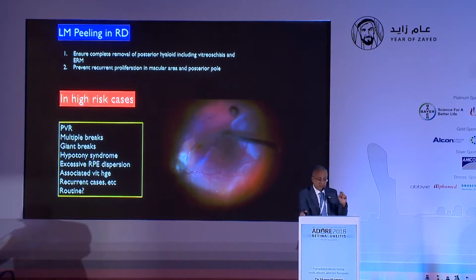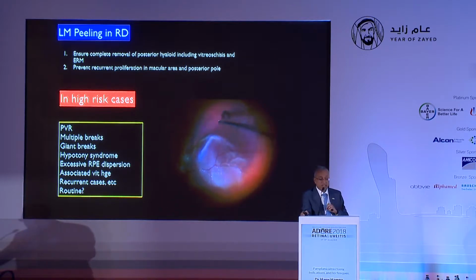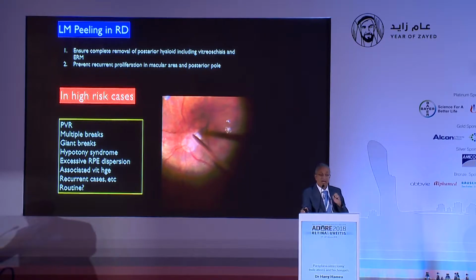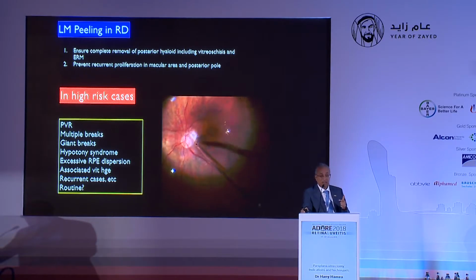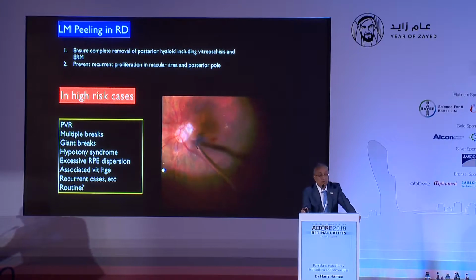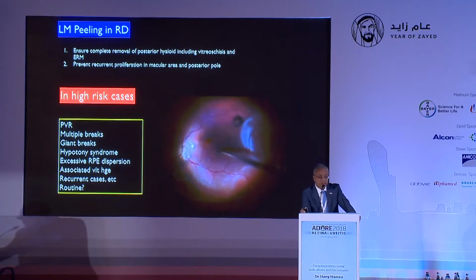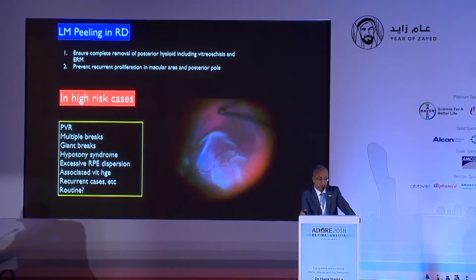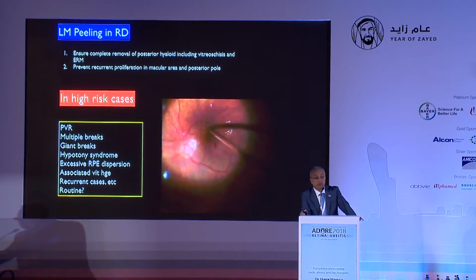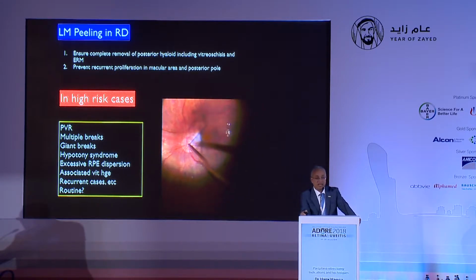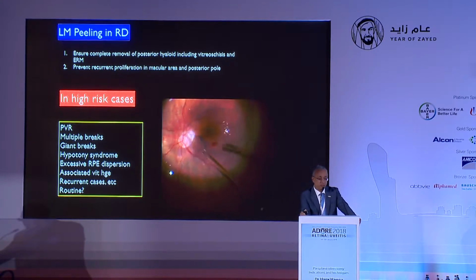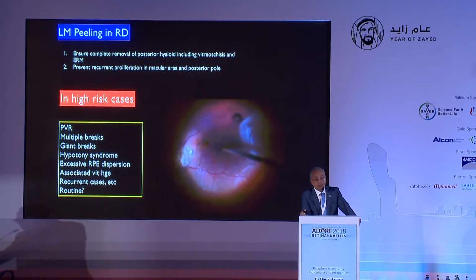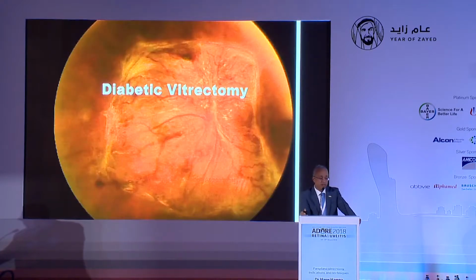And one last point in this retinal detachment topic is the ILM peeling. When to do ILM peeling? In high-risk cases: PVR, multiple breaks, giant breaks, hypotony syndrome, excessive RPE dispersion, associated hemorrhage, recurrent cases, and some surgeons do it routinely in all cases. Peeling the ILM ensures complete removal of the posterior hyaloid and any epiretinal membranes in the posterior pole and prevents recurrent proliferation in the macular area, as there is no scaffold for the cells to proliferate on the macula.